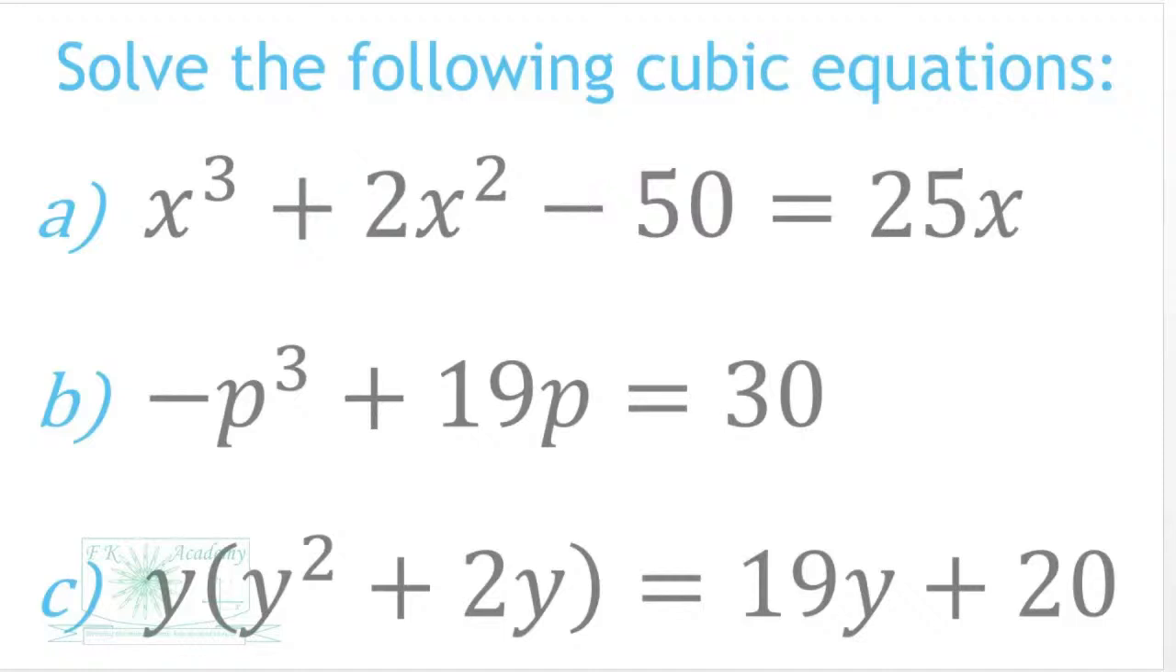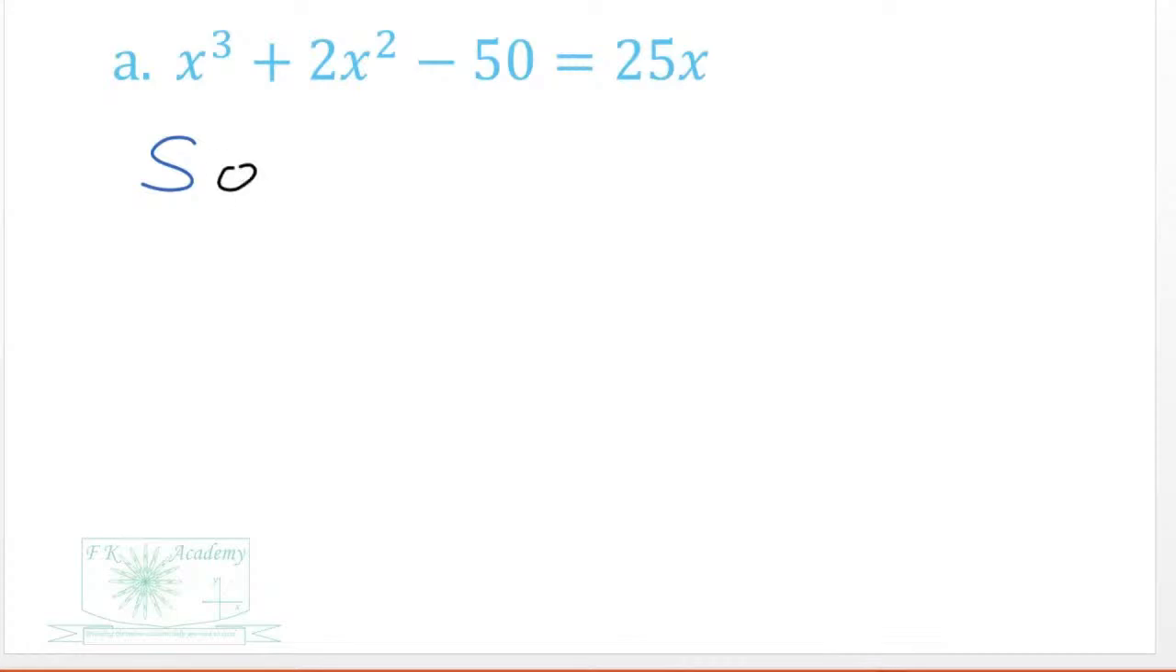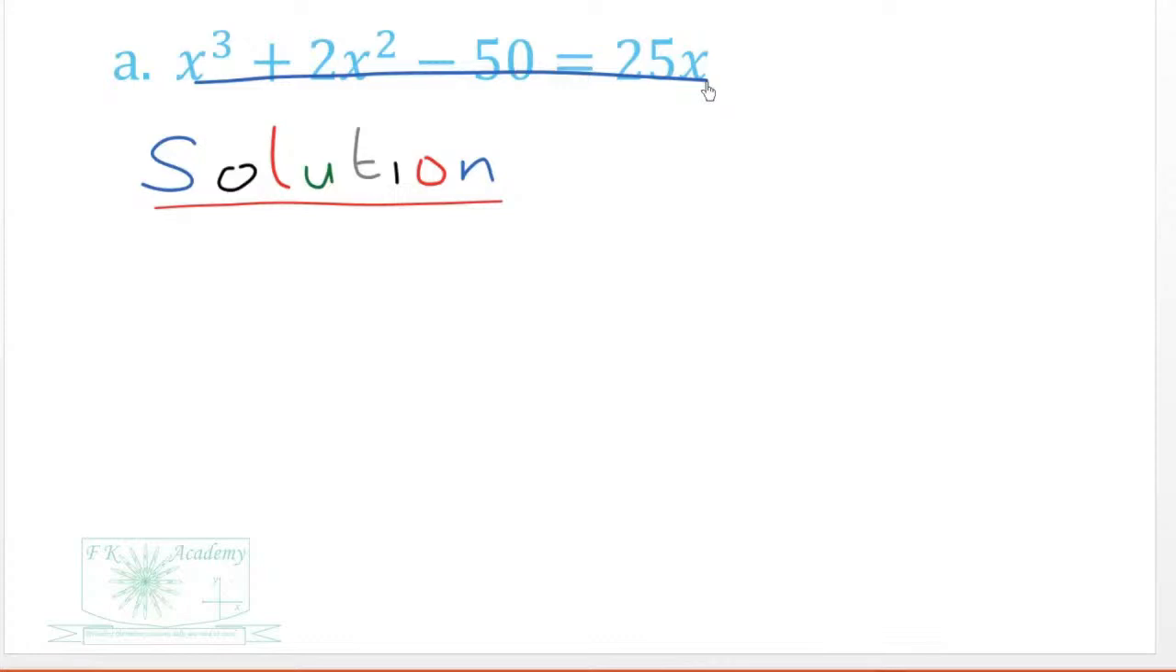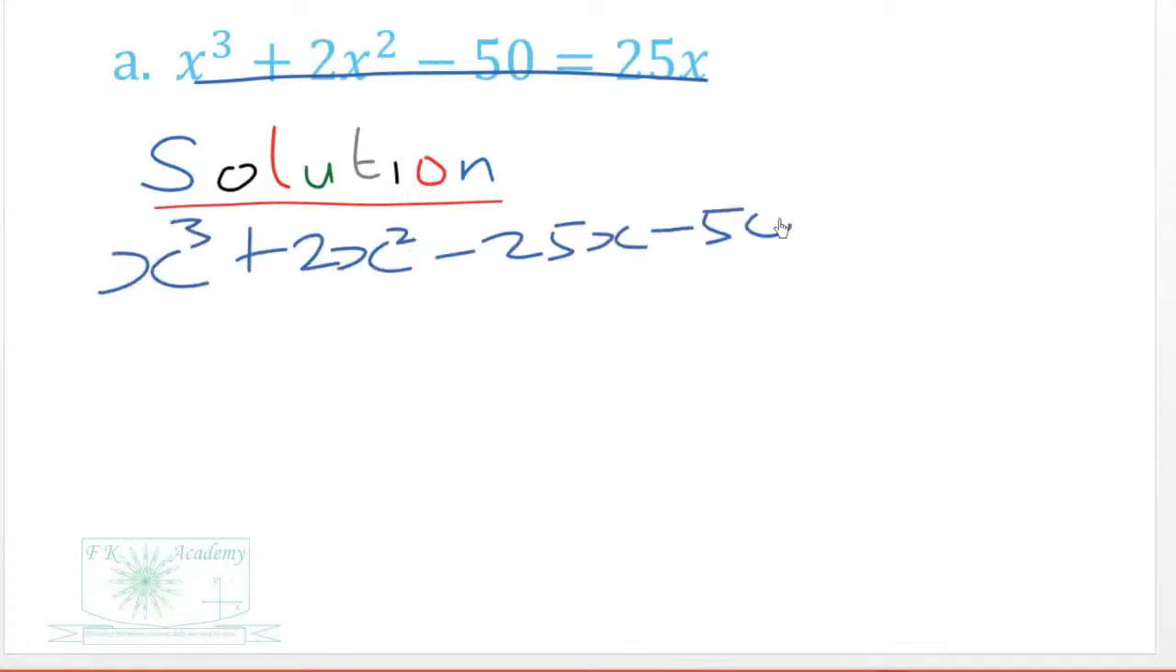We are going to solve this grade 12 mathematics, polynomials, solving cubic equations. So let's solve by starting with the very first one. Let us begin by rewriting this cubic equation in standard form by subtracting 25x from both sides of the equation. We now let p of x be equal to this cubic function.